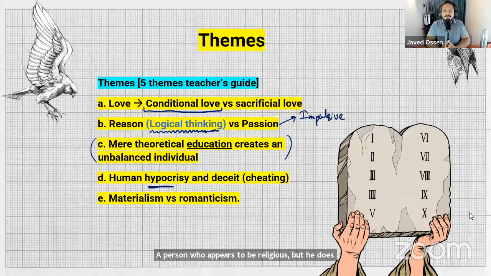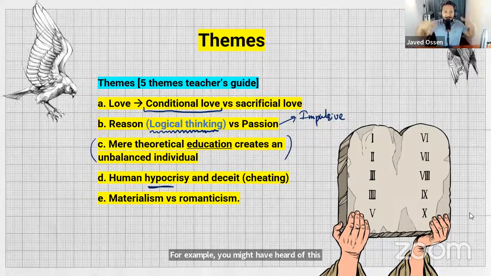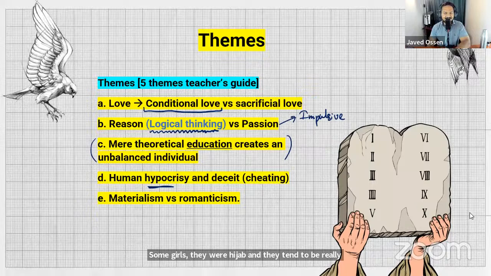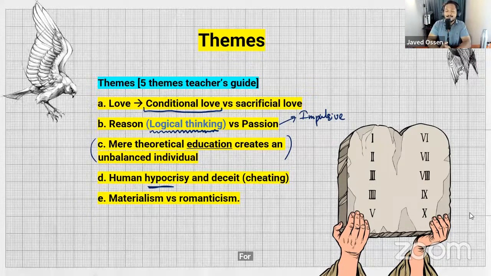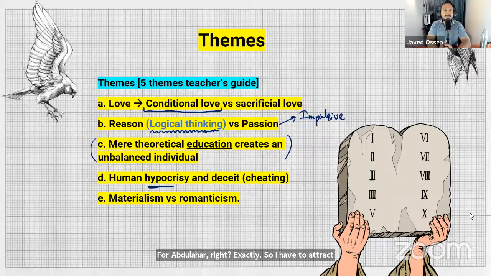That person is also a hypocrite. For example, you might have heard of this kind of joke, denim for Abdullah, hijab for Allah, right? Some girls, they wear hijab and they pretend to be really religious girls, but then they wear denim, like for Abdullah, right? Exactly. So to attract Abdullah, I'm kidding. We have good Muslim girls here, right? Javed says also Muslim. It doesn't matter what religion you're from, Javed still loves you.